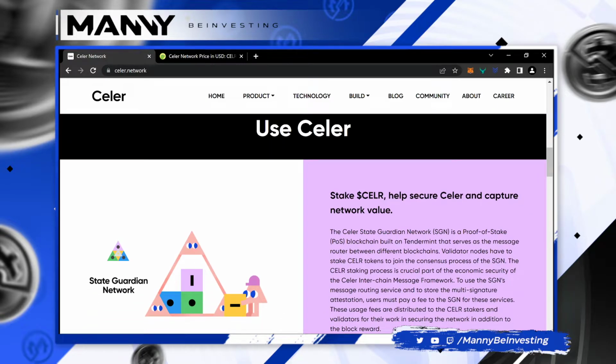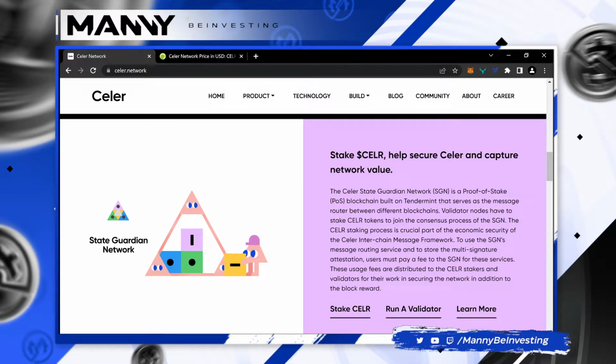This is what I was really interested in. Staking Celer. What can I do with Celer besides hold it in a wallet? So stake Celer. Help secure Celer and capture network value. The Celer State Guardian Network, or SGN, is a proof of stake (POS) blockchain built on Tendermint that serves as the message router between different blockchains. Validator nodes have to stake Celer tokens to join the consensus process of the SGN. The Celer staking process is a crucial part of the economic security of the Celer interchain message framework.